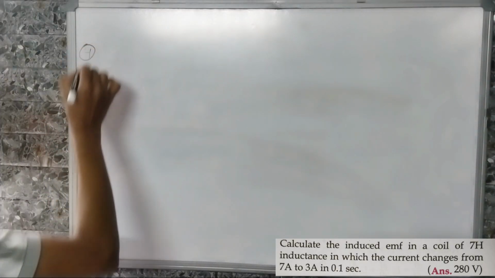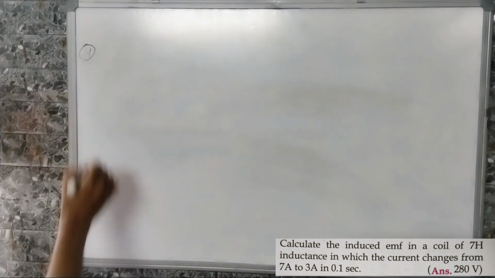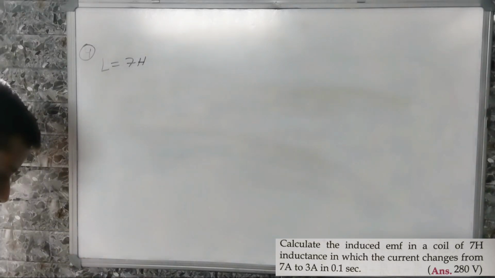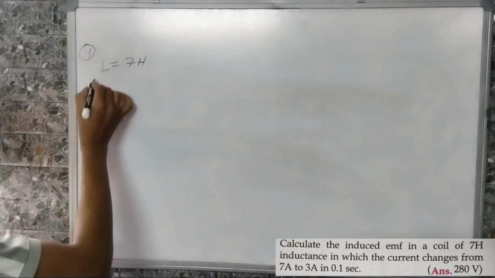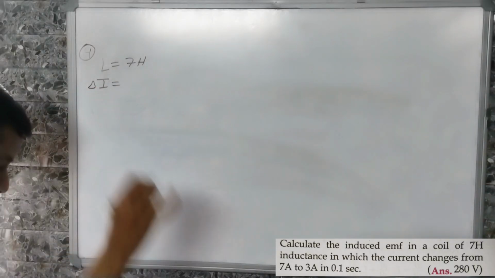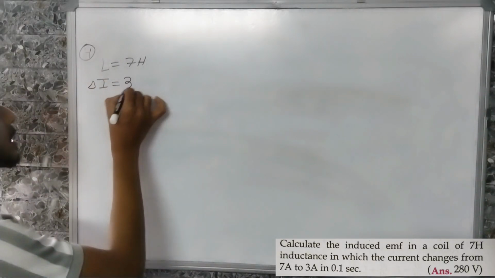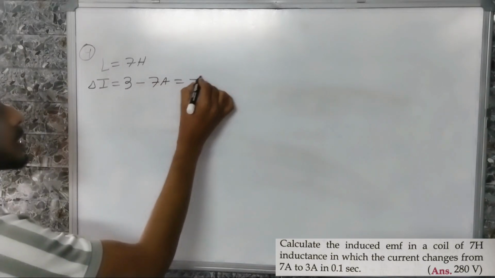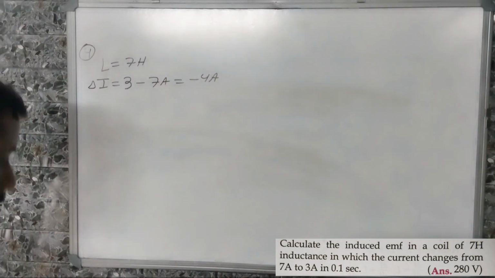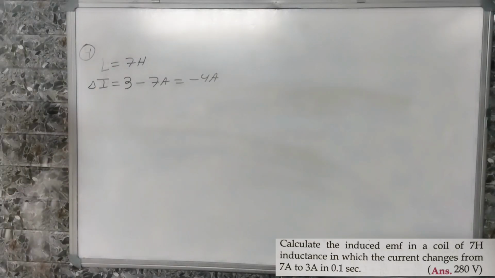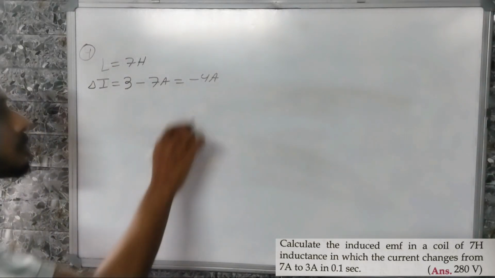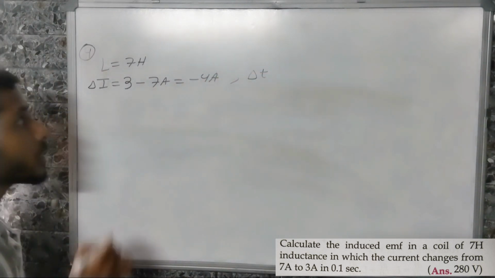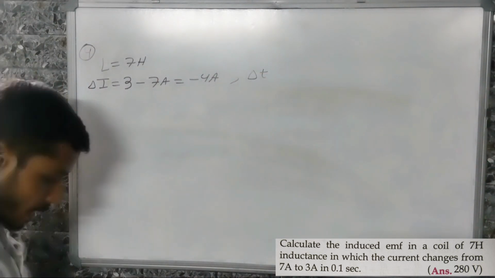Question number 4. An inductance is given, 7 Henry. Current changes from 7 ampere to 3 ampere, meaning final is 3 ampere, initial is 7 ampere, so the answer is -4 ampere. The change in current is -4 ampere, which means the current is decreasing.